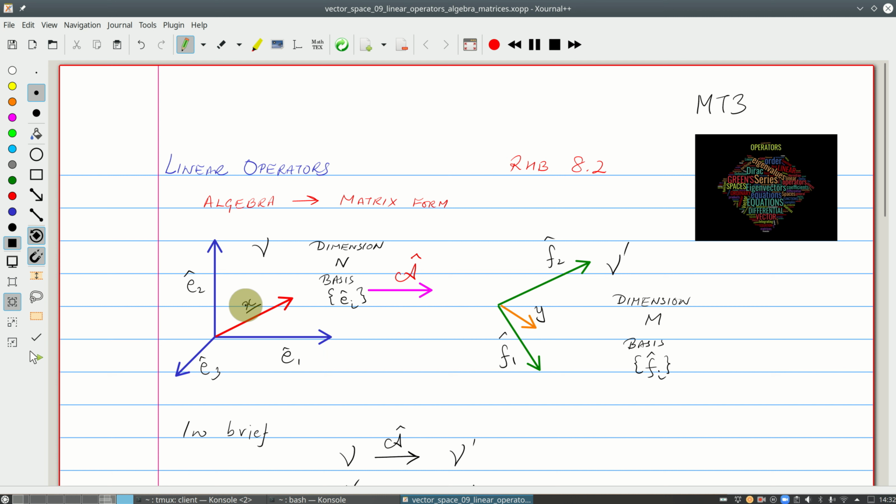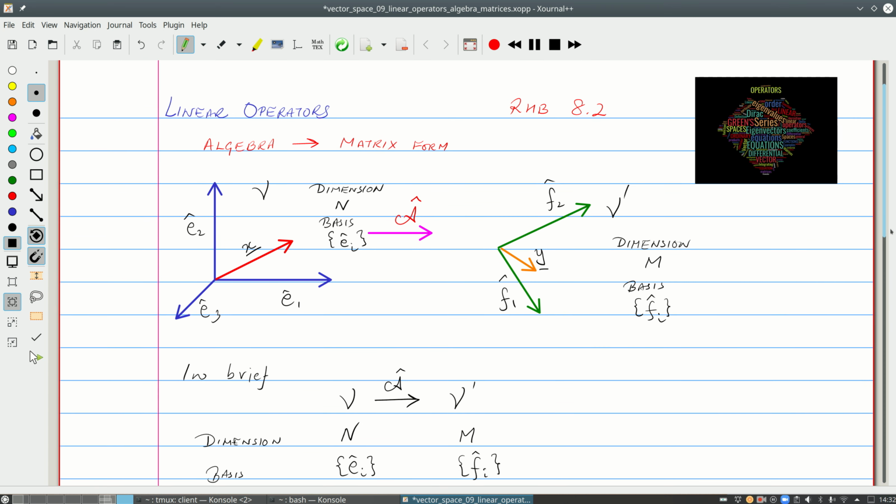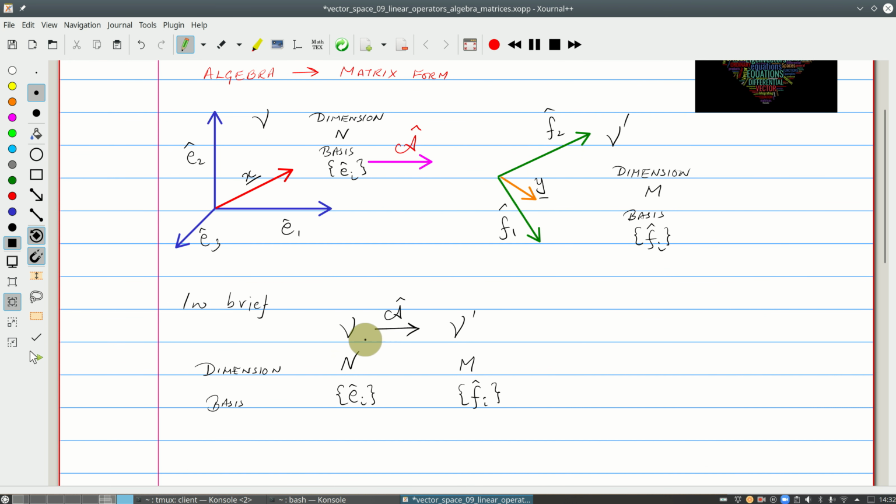So the linear operator A hat operates on x in this space and gives you a vector y in this space. In brief, you can write this in a slightly different form: the linear operator takes a vector space V and gives you another one, V prime. The dimension of this space is n, and this one is m, and the basis set I'm using here is e hat i, and the basis set in this prime space is f hat i. That's the general case.